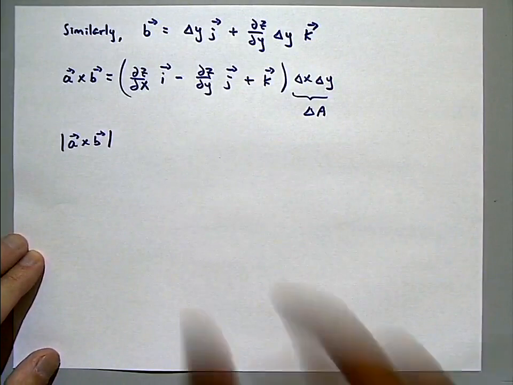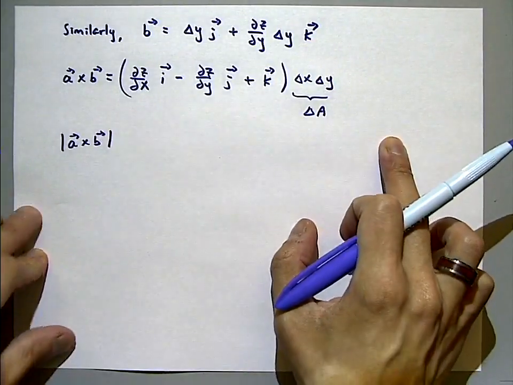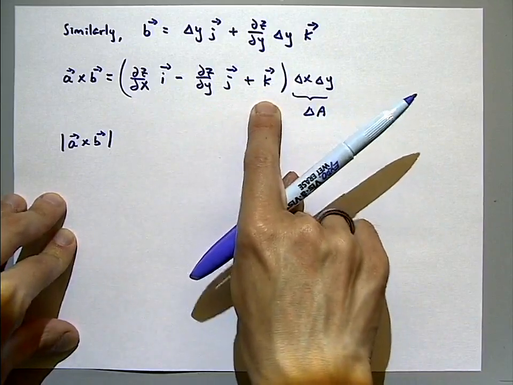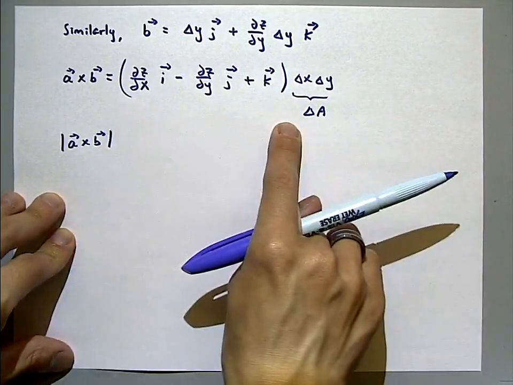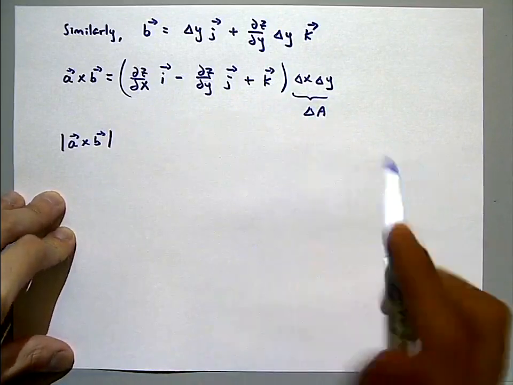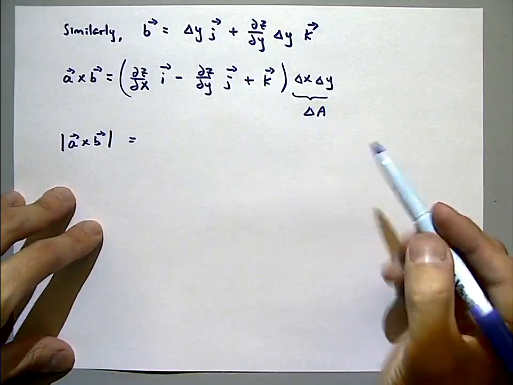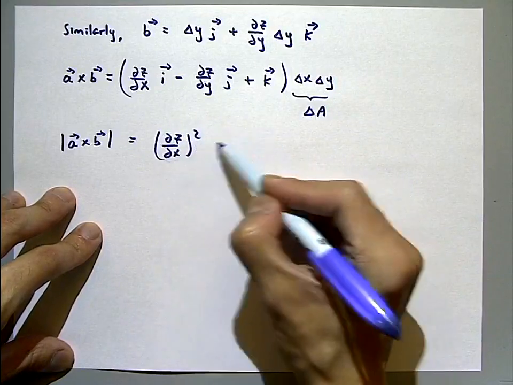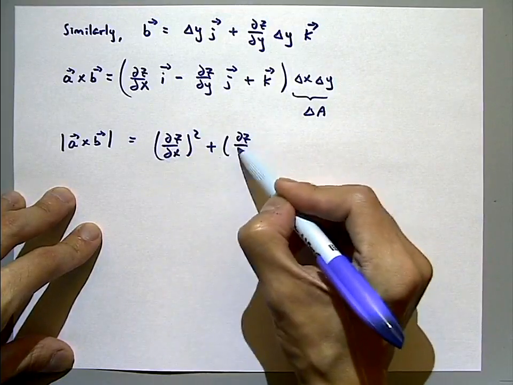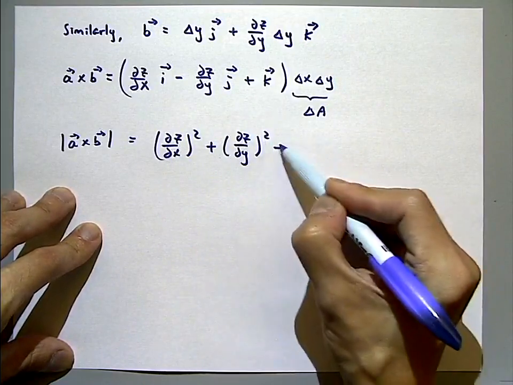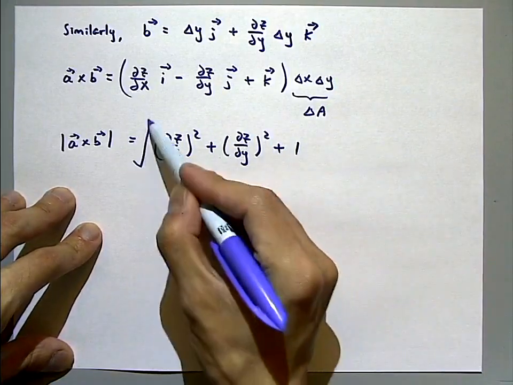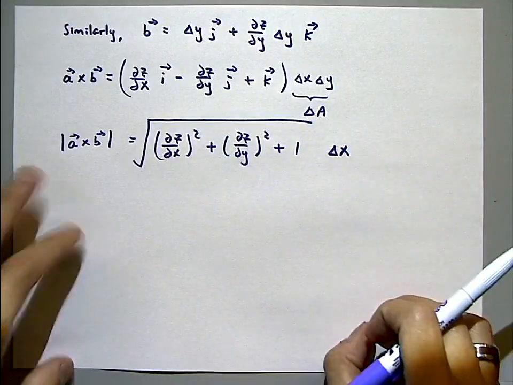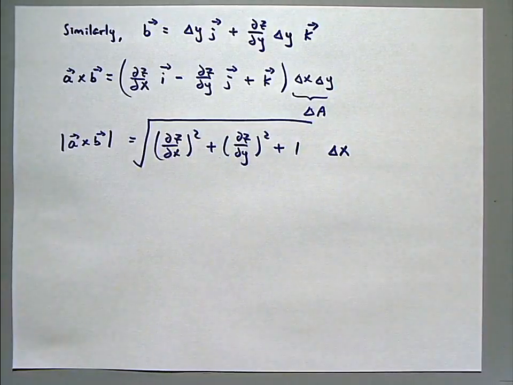Finding the magnitude of this: square plus that square plus that squared, right? Sum of the squares of that. That's a vector. Finding the magnitude is the square root of the sum of the squares. So this would be partial z, partial x squared plus partial z, partial y squared plus 1. All of that under the root, times delta A.